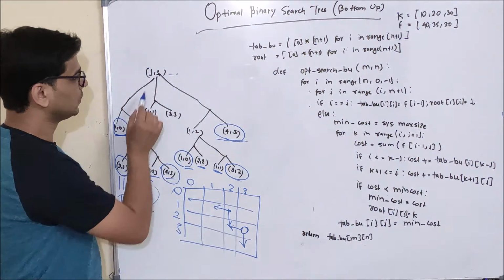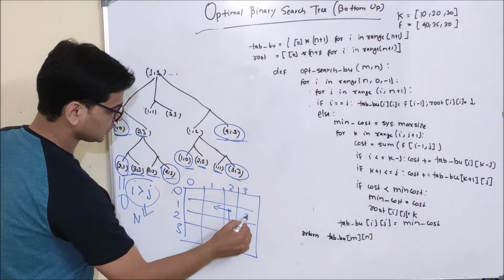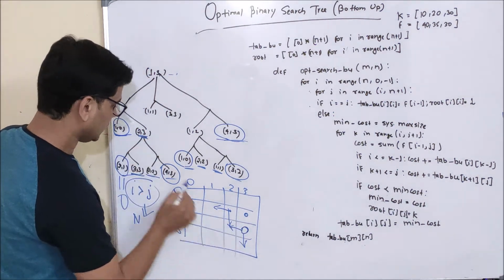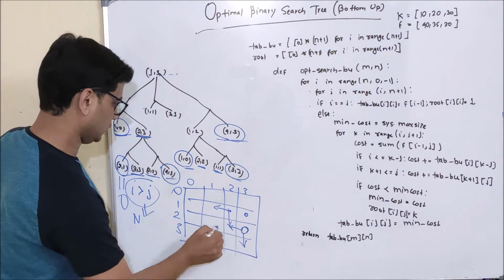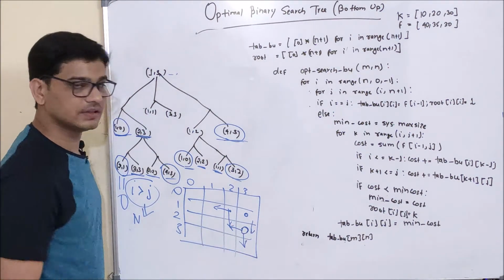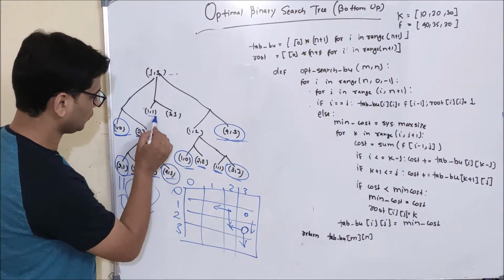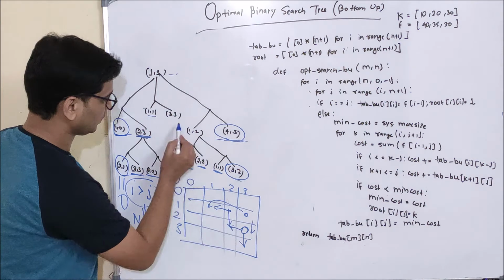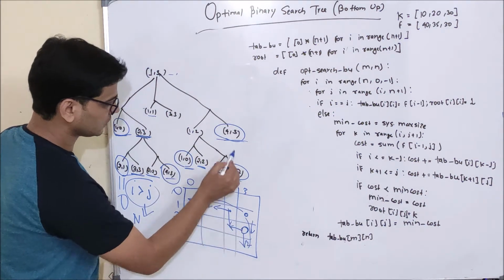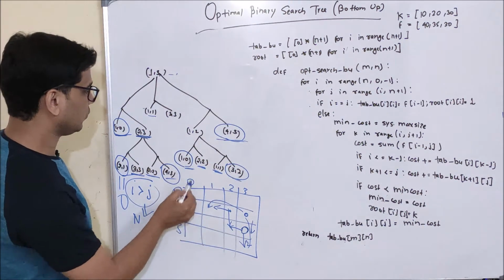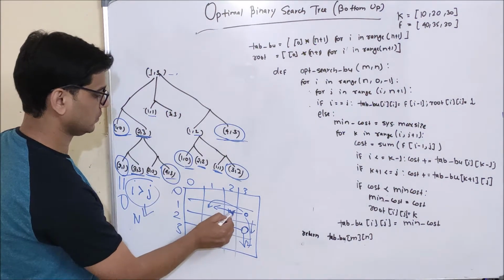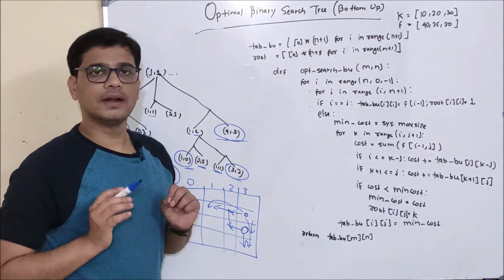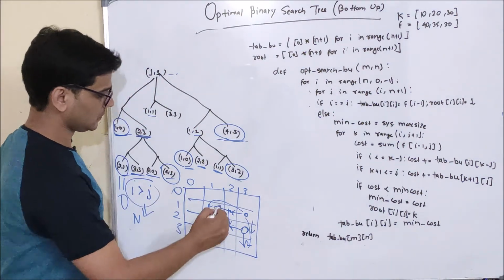Now let's come here. 1, 3. This is 1, 3. It is taking help of 2, 3, and this particular cell is 2, 3. Then 1, 1. This is 1, 1. Now 3, 3. This is 3, 3. And what is last one? 1, 2. So this one. So what conclusion we can draw from here? Let's see.